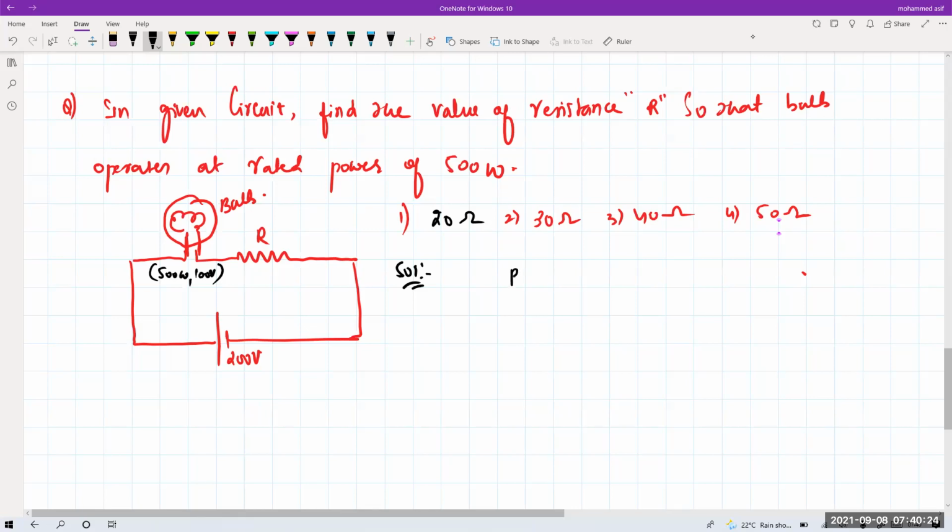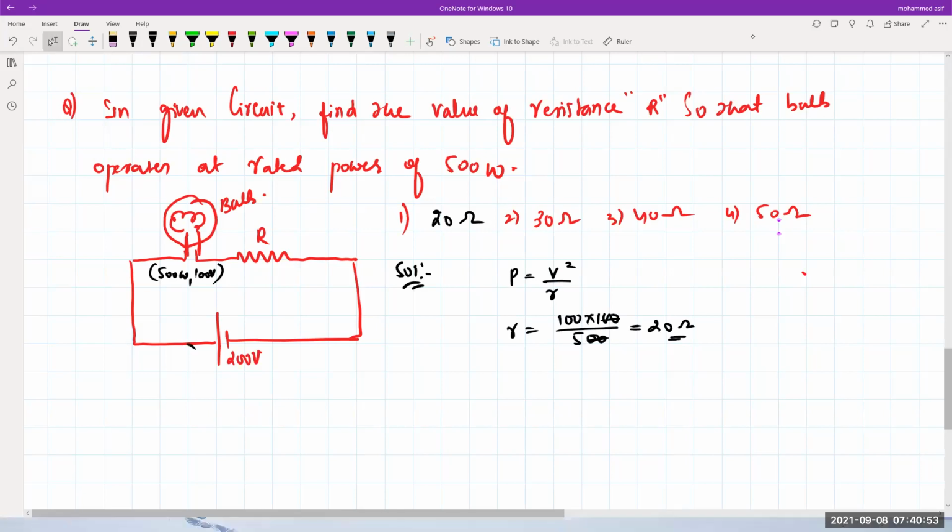So 20 volts. P is equal to V squared by R. The resistance of the bulb, I'm taking it as small r. So small r is equal to V squared by P. The potential is 100, so 100 into 100 divided by 500. The two zeros will get cancelled. So we got the resistance of the bulb is equal to 20 ohms.